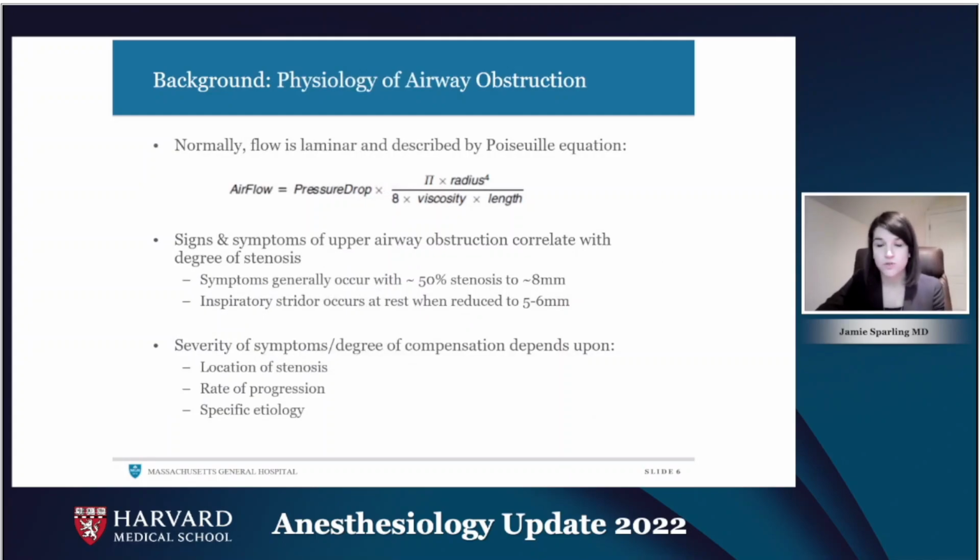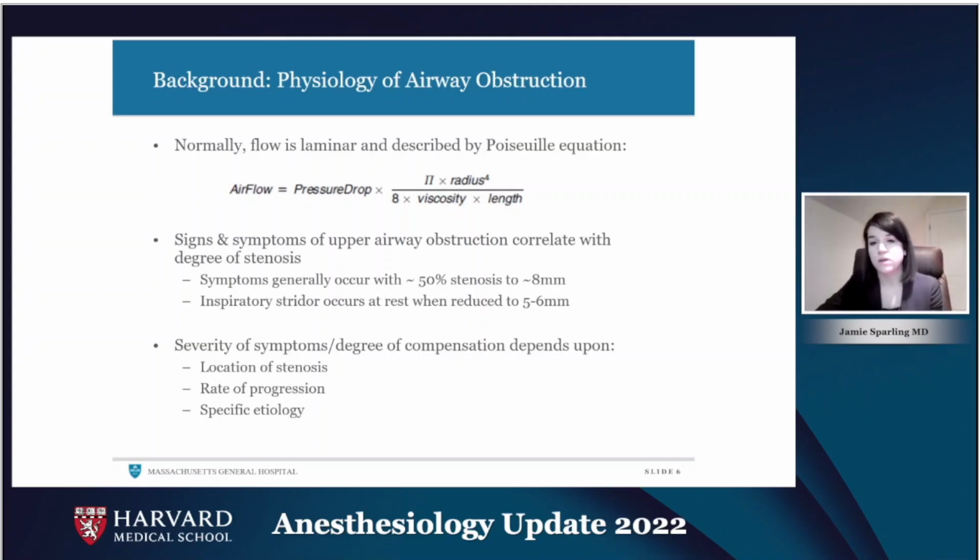Keeping in mind these features of normal tracheal anatomy, we will move on to the development of pathologic tracheal stenosis. During normal quiet breathing, airflow through the trachea is laminar and is described by the Poiseuille equation, wherein volumetric airflow is proportional to the pressure differential and the radius to the fourth power. It is inversely proportional to the fluid viscosity and the length.